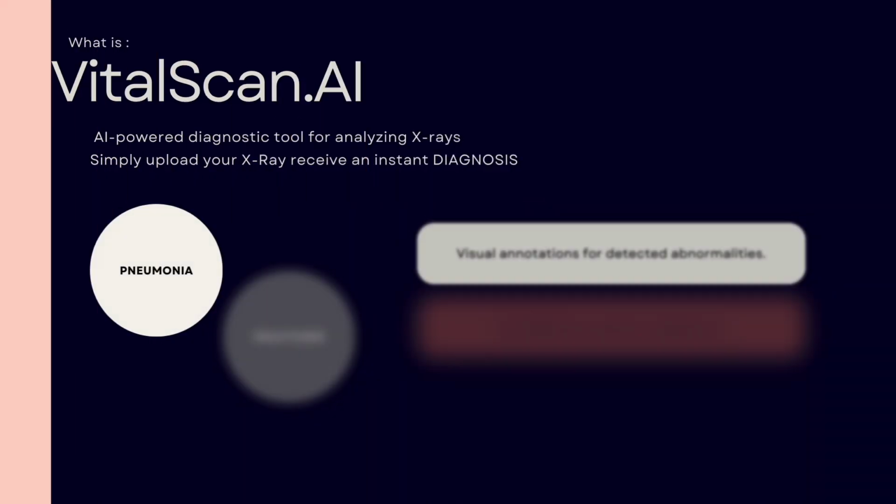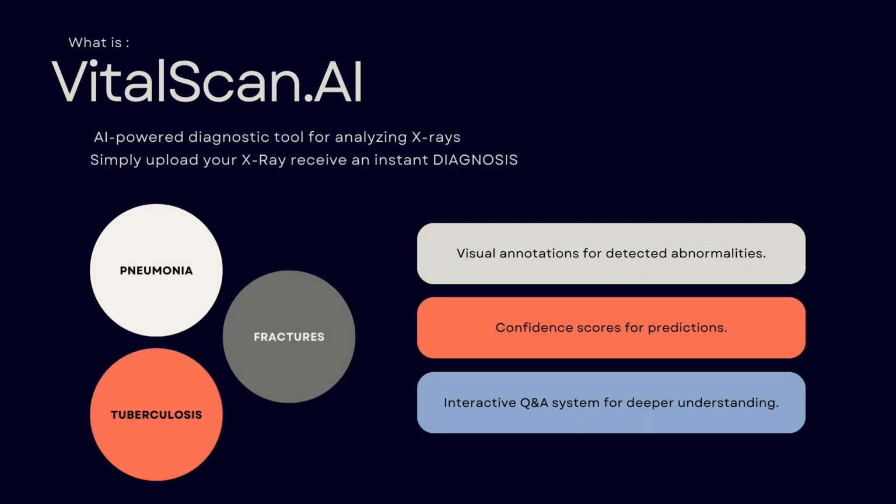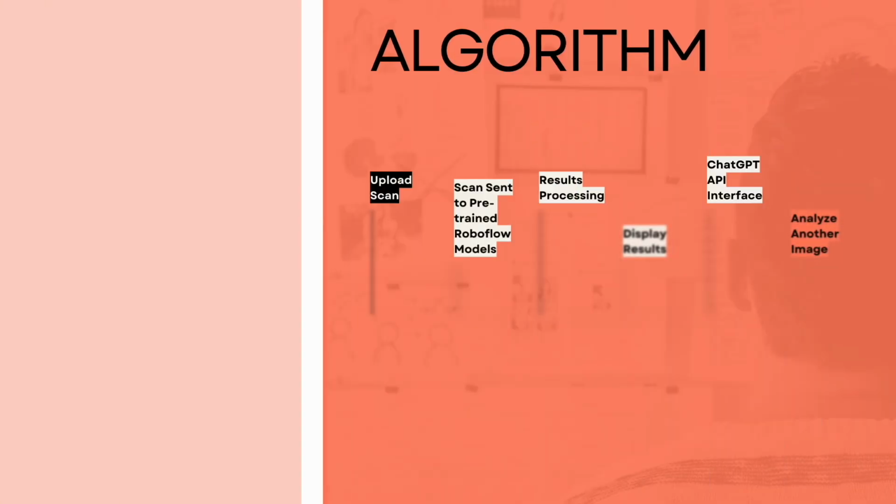So what exactly is VitalScans? It is an AI-powered diagnostic tool that is designed to analyze X-rays. You can just upload your X-ray and the app gives you instant diagnosis, complete with visual annotations that highlight any detected abnormalities. The app currently supports detecting pneumonia, fractures and tuberculosis, and it provides confidence scores to let you know how reliable the predictions are. Plus, there's an interactive Q&A system where you can ask detailed questions and get immediate answers to understand the diagnosis better using generative AI.